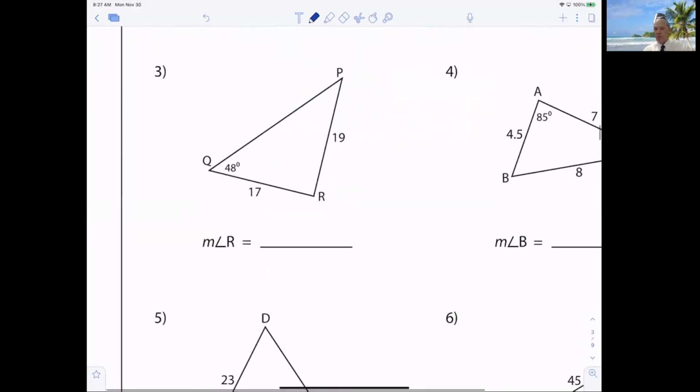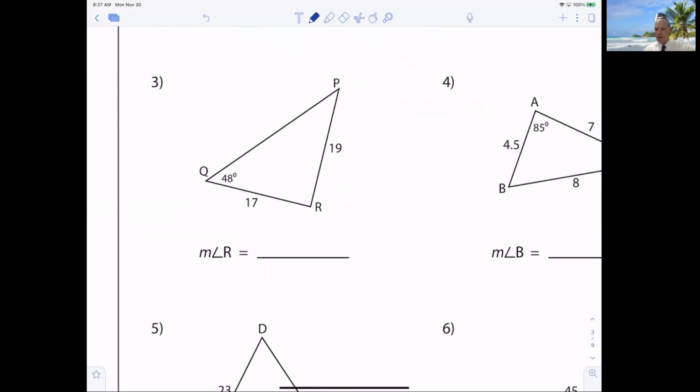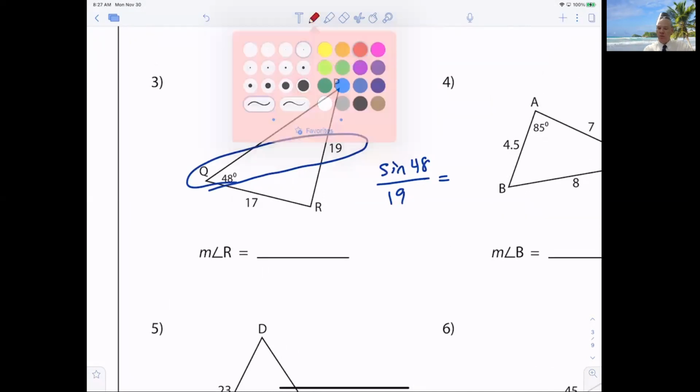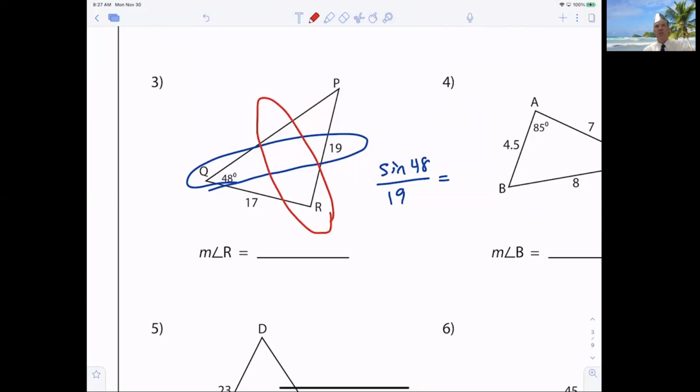All right, so let's check out number 3. Again, we have this. So let's do it. Sine 48 over 19 equals, uh-oh, why do we have a problem here? Thank you very much. I'm trying to find angle R. So in order to find angle R, I have to have its opposite side. Do we have the opposite side? No. So I'm going to have to solve for what? P, and then I can just add them up and subtract from 180. Is everybody with me on that?